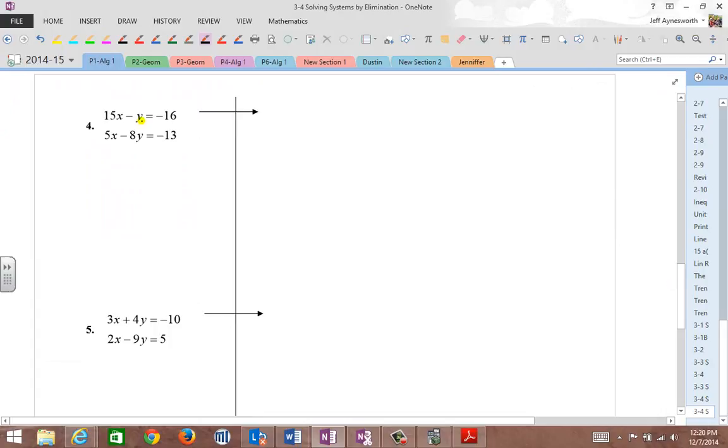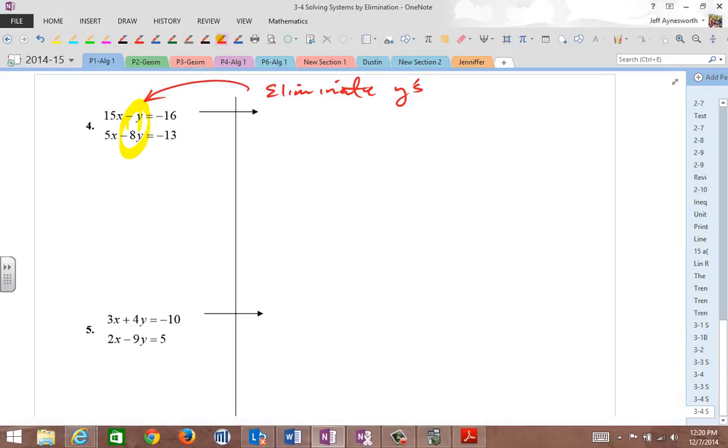Now let's change things up a little bit. Let's eliminate y's, just for fun. Not that you have to, but I'm going to change up the lesson here. So let's eliminate the y's. Let's take a look right here. Now, the coefficient here is negative 1y, and the coefficient here is negative 8y. So I want you guys to get your eyes on these y terms, and just think to yourself, what's the opposite of negative 8y? Well, it's positive 8y, right? So we can multiply the first equation by negative 8, all right, and then add it to the second equation.